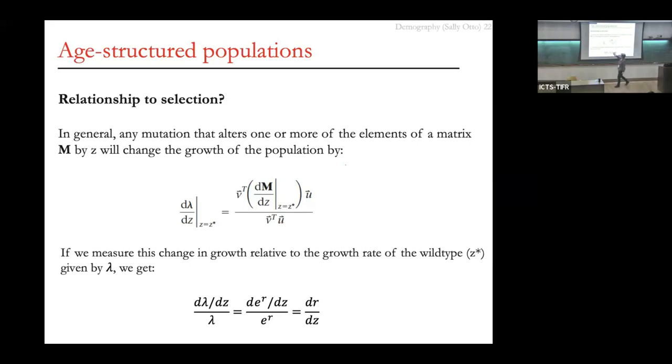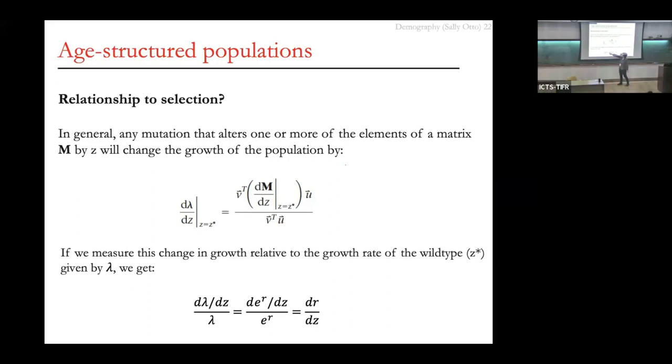Oftentimes, we want to measure for selection the relative effect on growth relative to the wild type. And the wild type's growth rate was lambda. So we can take that and say, how much does lambda change relative to the wild type? This is giving us more like a relative fitness.